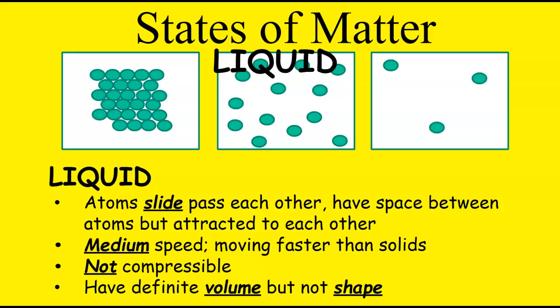It is also not compressible because it does not have a lot of space between the particles. So when you fill up a water bottle all the way to the top and press that water bottle, you can't really press it because, again, there's not a lot of space between the particles. Liquids have a definite volume, meaning they take up a certain amount of space, but do not have a definite shape, meaning they take the shape of whatever container they're in.